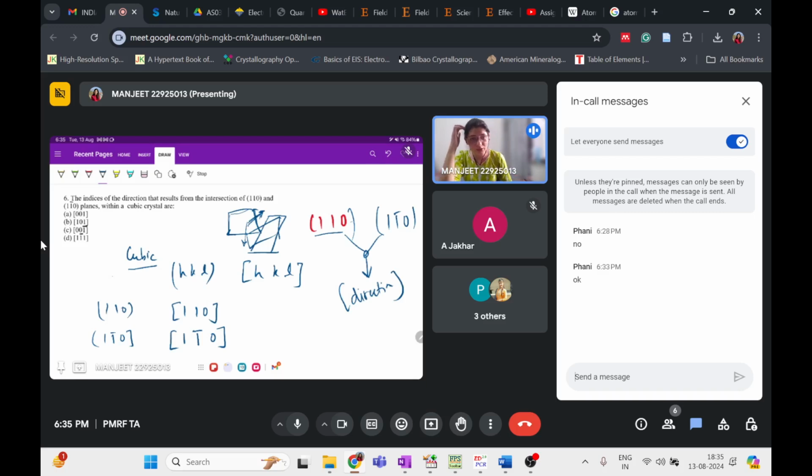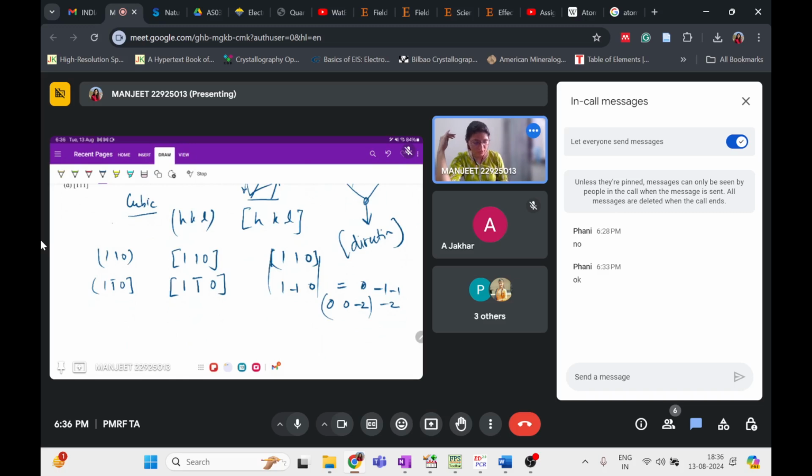So for this we have to take the cross product, of [1 1 0] with [1 -1 0]. Calculating the cross product, this gives 0 for the first component, 0 for the second, and for the third, plus 1 becomes minus 1, and then again minus 1, which is minus 2. So the result is 0 0 -2.